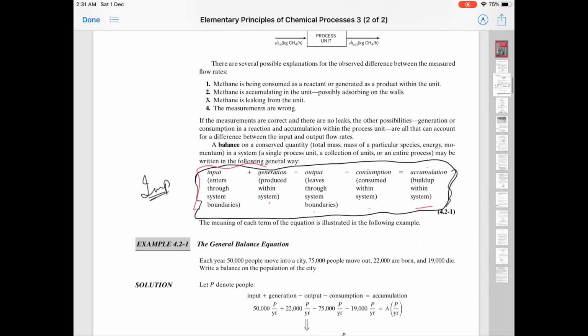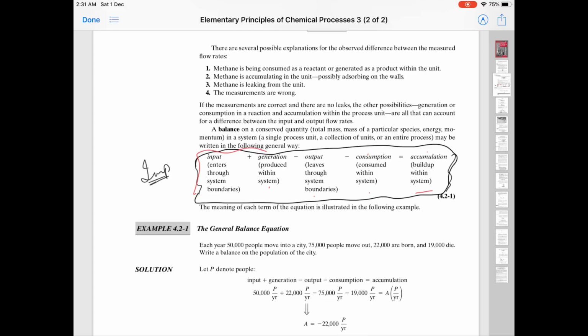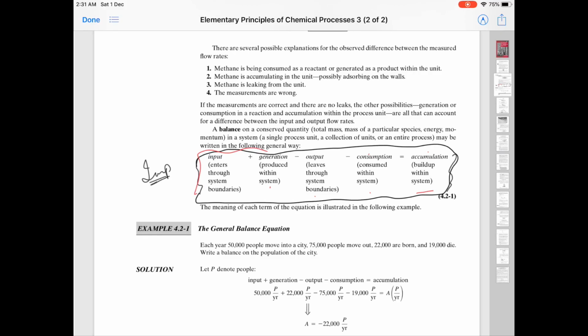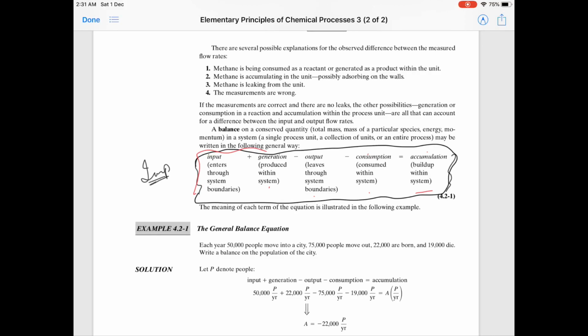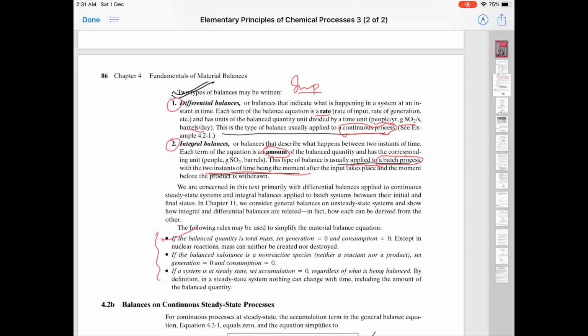This is the most general equation you'd see in chemical engineering. It could be applied to mass, species, energy and momentum. The balance is as follows: input plus generation minus output minus consumption equals accumulation. There are two types of balances you should know: the differential balances and integral balances.